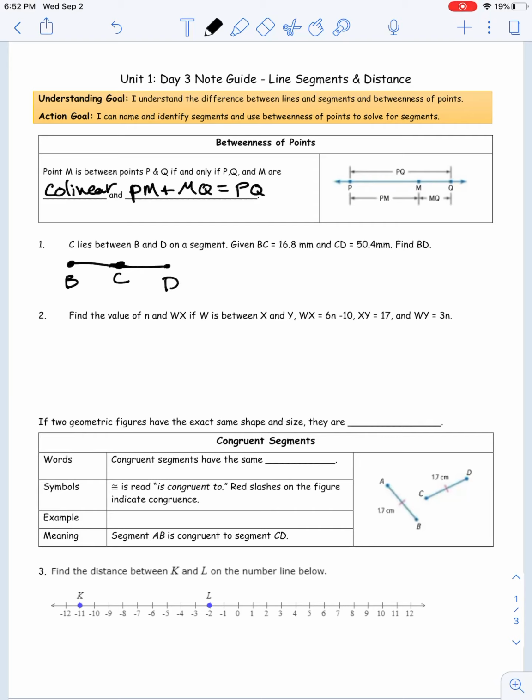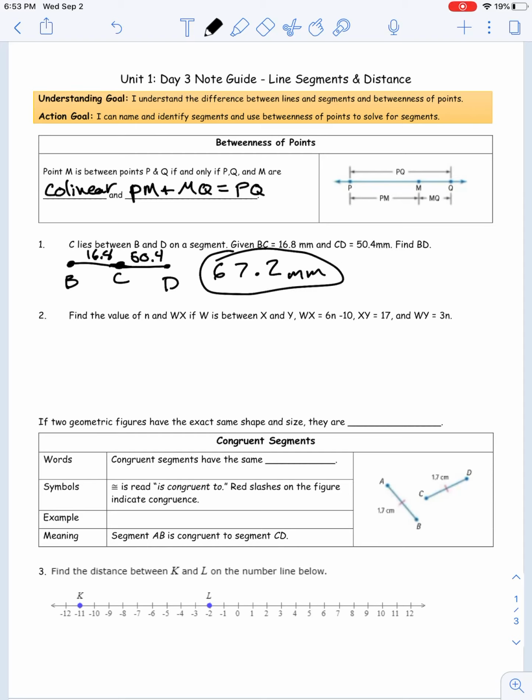BC, it says, is 16.8 millimeters, and CD is 50.4 millimeters. So it wants BD, it wants the full length. Well, to get the full length, we just add those together. 16.8 plus 50.4 is going to be 67.2 millimeters.